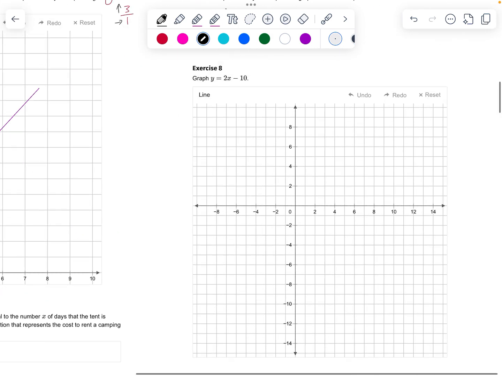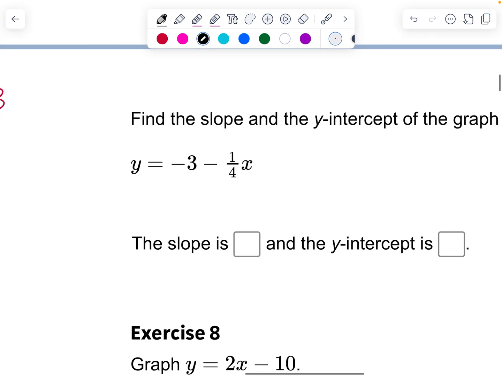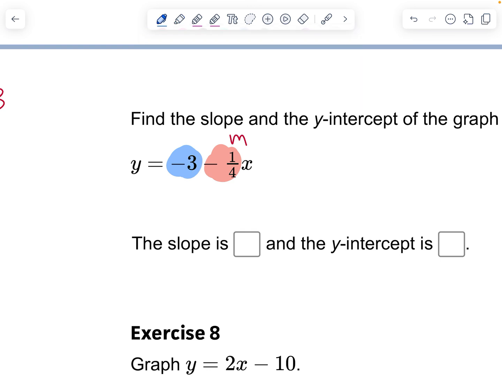Okay, all right, number 7. Find the slope and the y-intercept of the graph of the linear equation. Now remember, I'm going to highlight it this time. The slope is the one with the x. So in this case, this is the slope. And in this case, in blue, this is the y-intercept. That's b, the y-intercept. So you've got to be careful there. The slope is -1/4 and the y-intercept is -3.